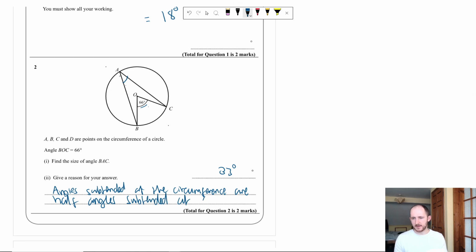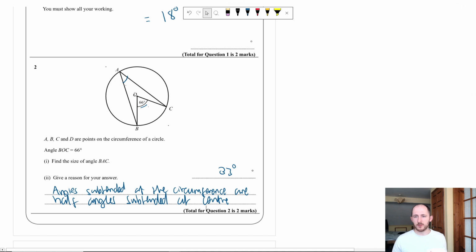So that might not make full sense right now, so let me explain it. Essentially, the word subtended means formed, okay? So the angle that's formed at the circumference is half the angle formed at the center. Now, what do they mean by this? Well, if you have a look, both of these angles, 66 and 33, are made up from the same 2 points, B and C, which is why we can say they're half of one another, okay?